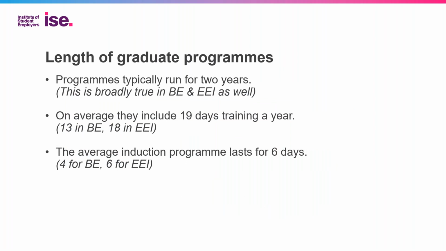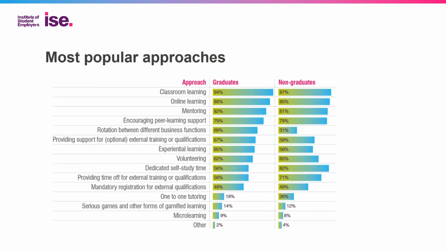So in terms of graduate programs, they typically run for 2 years. That was true across the sectors. And on average, they're including about 19 days of training a year, slightly lower in both of the sectors we're focusing on. And the average induction program is lasting for 6 days, slightly lower in built environment. That gives you an idea of the shape of a typical graduate recruitment program.